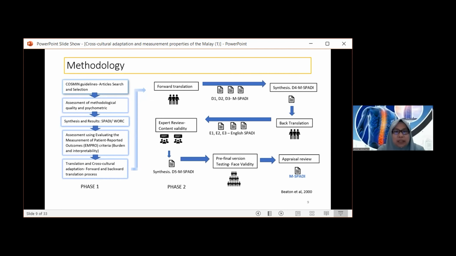Phase 2 was done according to the guideline by Beaton et al., with a forward and backward translation process. In phase 2 we performed content validity analysis, in which experts from various related disciplines, for example, orthopedics, sports medicine, family medicine, physiotherapists, and experts in the translation process were included and gave feedback. Subsequently, we also performed face validity analysis, in which we pre-tested the translated questionnaire and got feedback from laypersons before we produced the final version, which is the Malay Shoulder Pain and Disability Index, or the short form, M-SPADI.